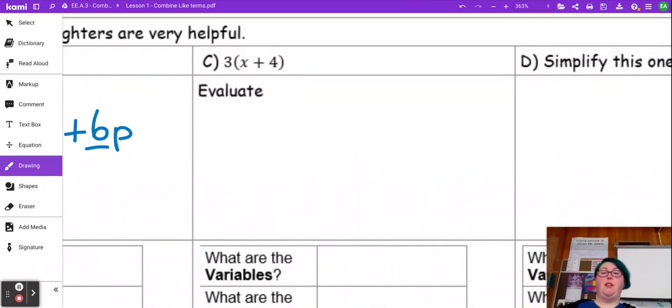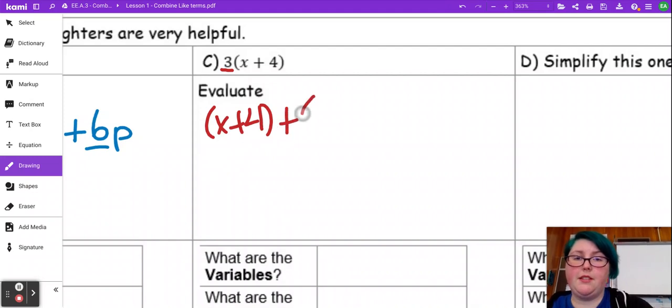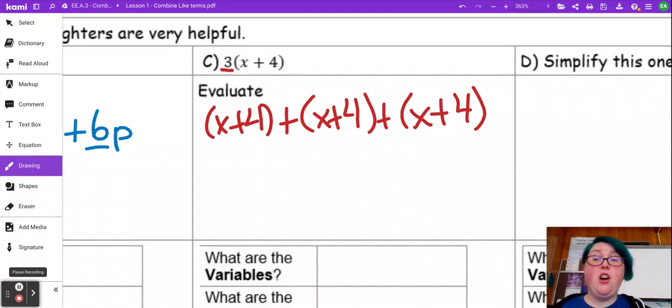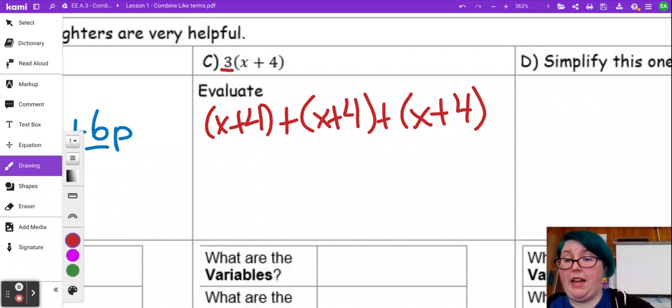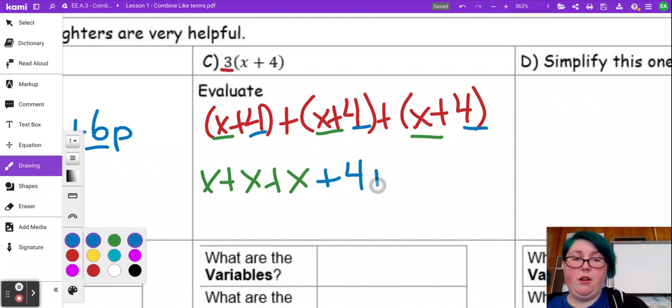Now we have 3 times the quantity x plus 4. Now, 3 is still our coefficient. If our coefficient is 3, that means that we have 3 of them. So we can rewrite this as x plus 4 plus x plus 4 plus x plus 4. So now I can see that I only have x's and 4's. They're all the same level. So I can go ahead and I can combine my terms. So I have 1, 2, 3 x's. So I'm going to rewrite this as x plus x plus x. And I have my 4's: plus 4 plus 4 plus 4.